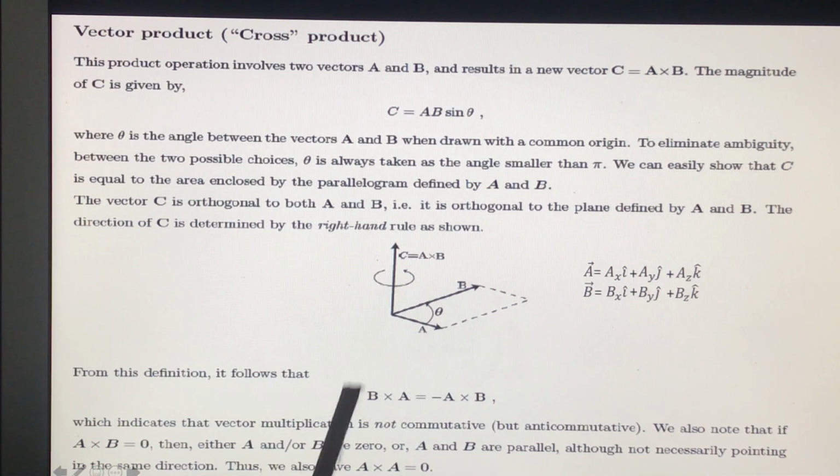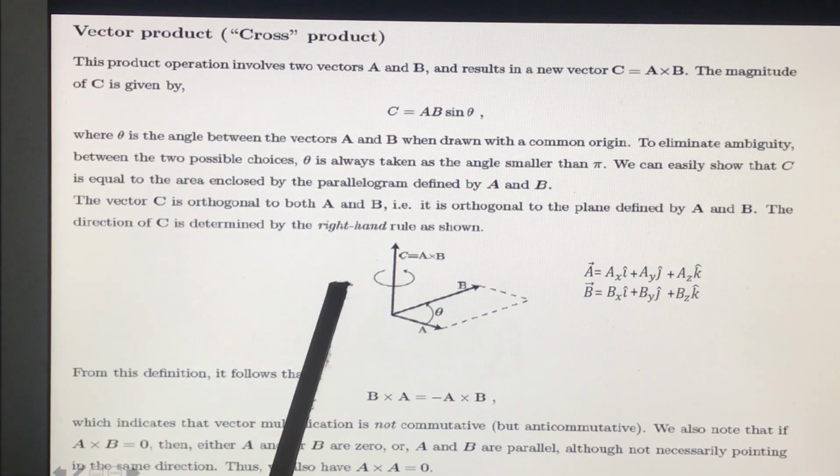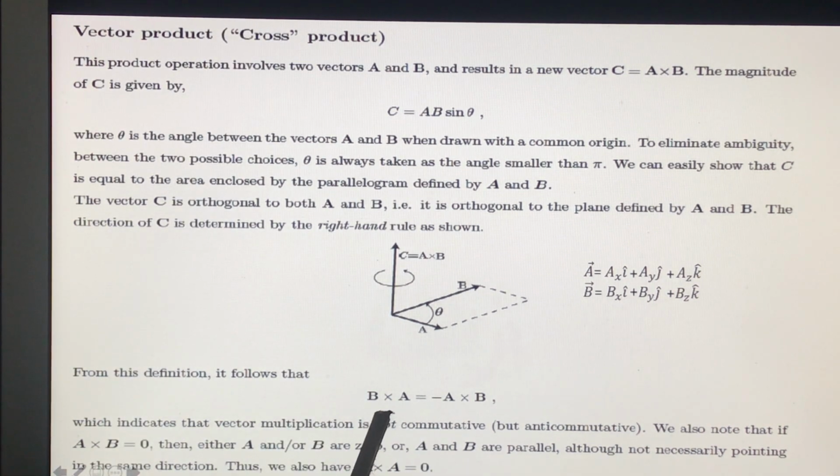Okay, so the dot product was commutative because A dot B is equal to B dot A, but if we see the cross product, then B cross A is equal to minus A cross B. So this property is known as the anti-commutation property of vector algebra.